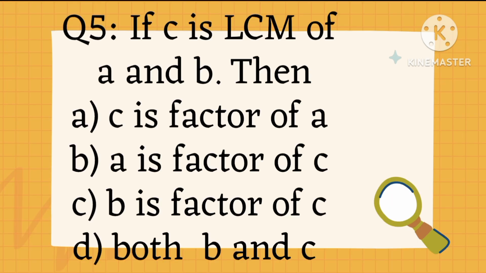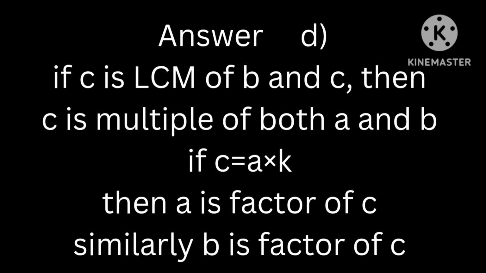Question number 5, if C is LCM of a and b, then C is factor of a, a is factor of c, b is factor of c, both b and c are true. If C is LCM of a and b, then C is multiple of both a and b. C is equal to a multiplied by k, and similarly we can write C is equal to b multiplied by k, which means that a and b both are factor of c.